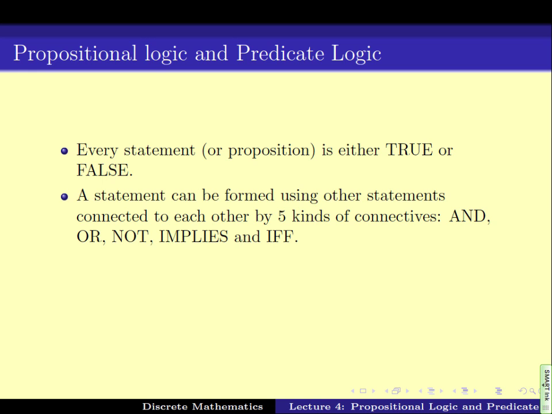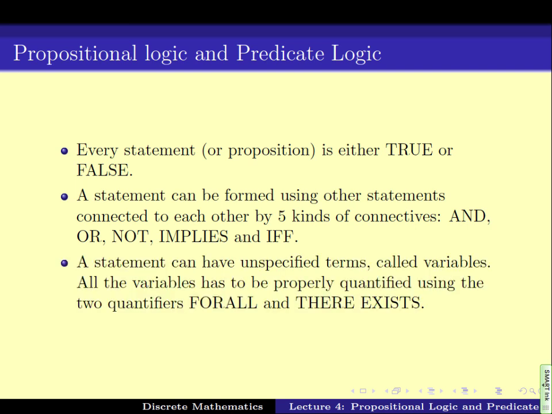A statement can be formed of other statements connected to each other using 5 different kinds of connectives: and, or, not, implies, and if and only if. We also saw that a statement can have variables, unspecified terms, but all the variables have to be properly quantified using the two quantifiers for all and there exist.